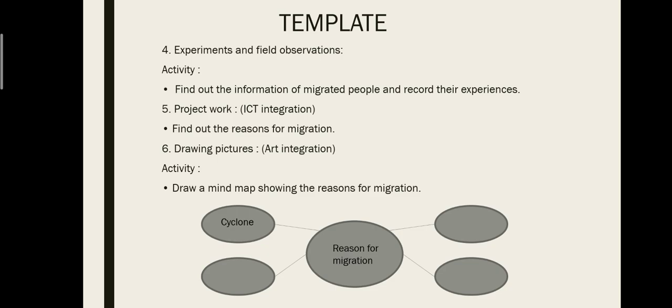The children can draw the mind maps by using a pencil, eraser, etc. Here the activity is to draw a mind map showing the reasons for migration. Like this you have to draw the mind map. At the center is the concept, and the cyclone is the first example of a reason for migration. Then the remaining reasons the children have to fill in the circles. This is about the reasons for migration, the drawing of the mind map.